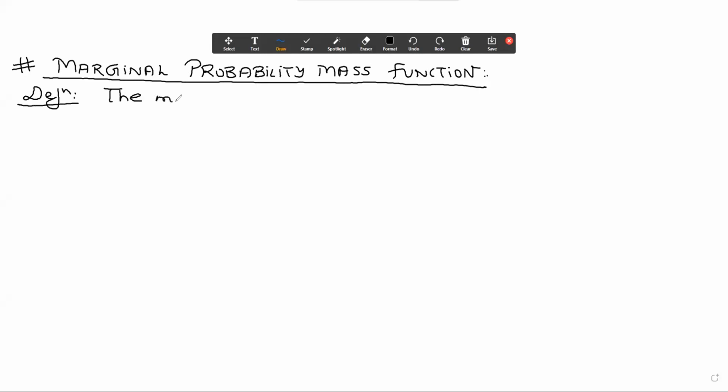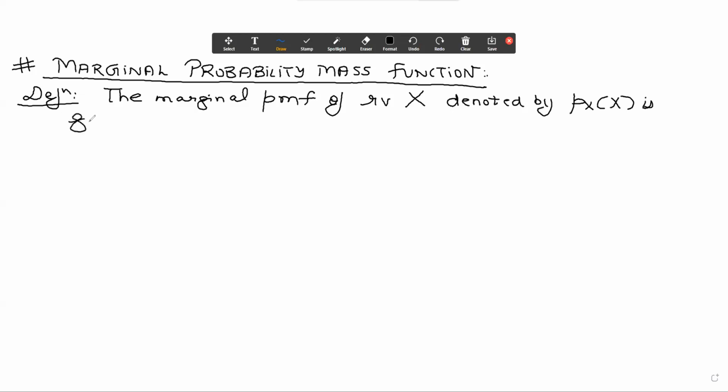The marginal probability mass function of the random variable X, denoted by Px of capital X, is given by: Px of capital X is the summing up of the joint probability mass function but over Y. If you sum up the joint probability mass function over Y, you will get the marginal probability mass function of X.